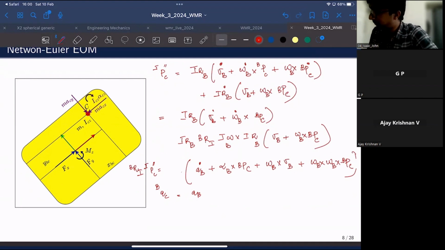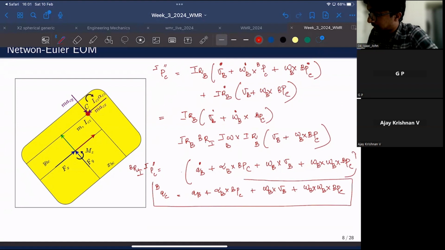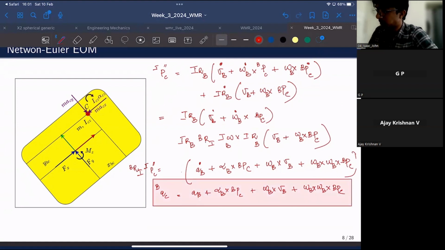Okay. Acceleration of B plus angular acceleration of B cross the position vector of C with respect to B, plus we have this Coriolis term omega B cross VB, plus we also have this normal component omega B cross omega B cross BPC, right? So this will be our final expression for acceleration.